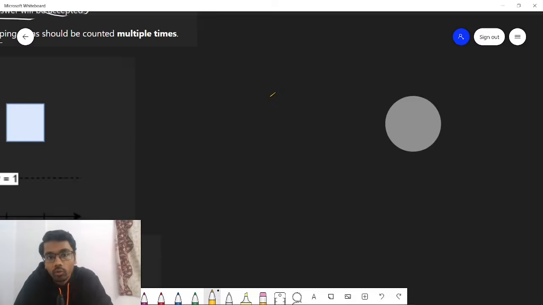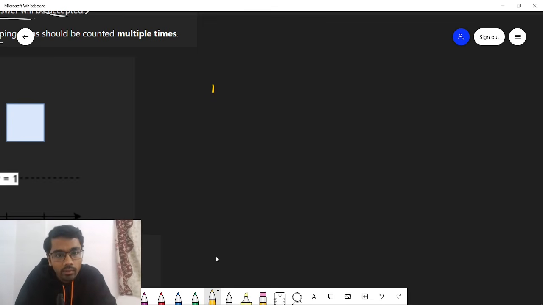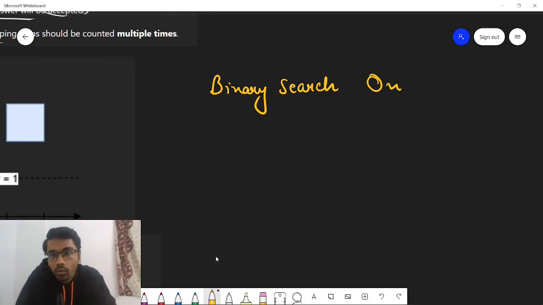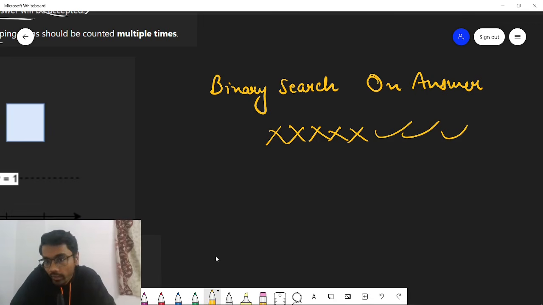So if the linear solution does not work, can we look for the binary search approach? Binary search on answer. Now for binary search on answer, we need to have some kind of monotonic condition. Let's say if something is coming like false, false, false, false, then after that everything should be true. There shouldn't be anything false again. So it should have a monotonic character. So can we see a monotonic character here?